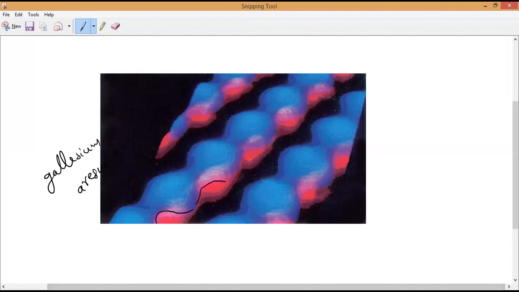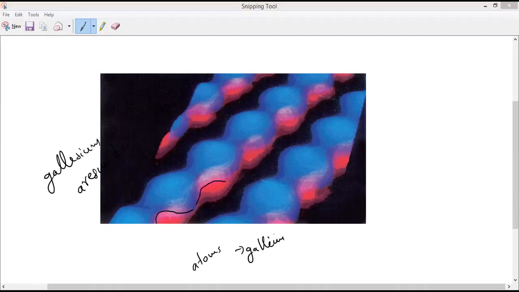Now if you see here, it is made up of two kinds of atoms. Anybody can tell me, gallium arsenide means what atoms are present? One is gallium atoms, and the other one is what? One is gallium atoms. The next one is arsenic atoms, basically arsenide.